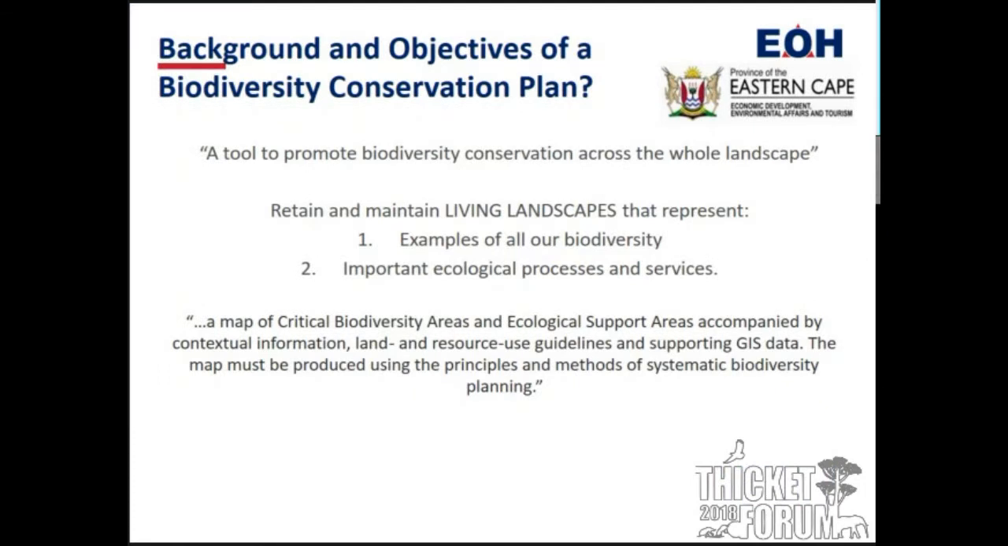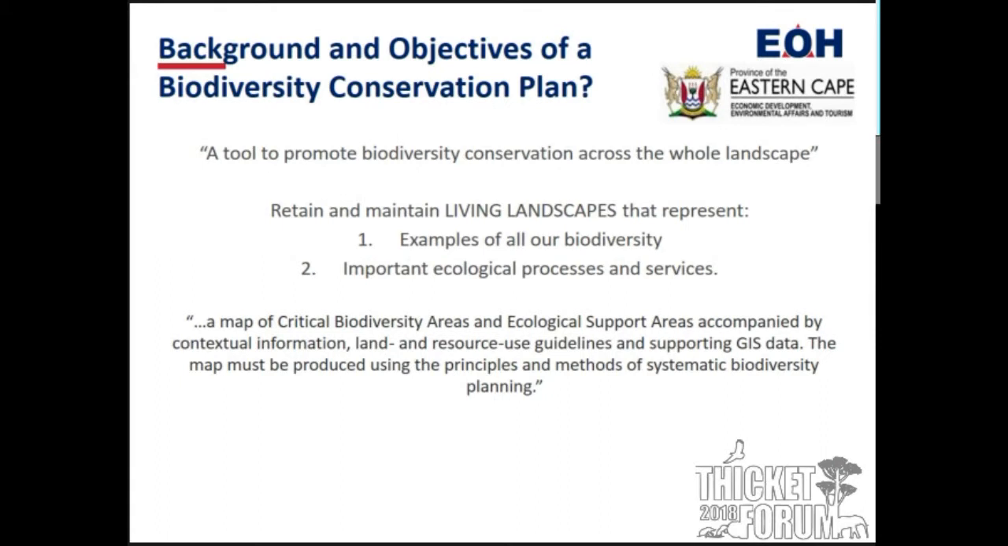That's right. So just a very brief background. A biodiversity conservation plan is a tool to promote biodiversity conservation by retaining and maintaining examples of our biodiversity and important ecological process areas, our infrastructure. And it's essentially a map of critical biodiversity areas, or CBAs, and their ecological support areas, which are ESAs, accompanied by some contextual information, as well as some land and resource use guidelines, all in GIS format.